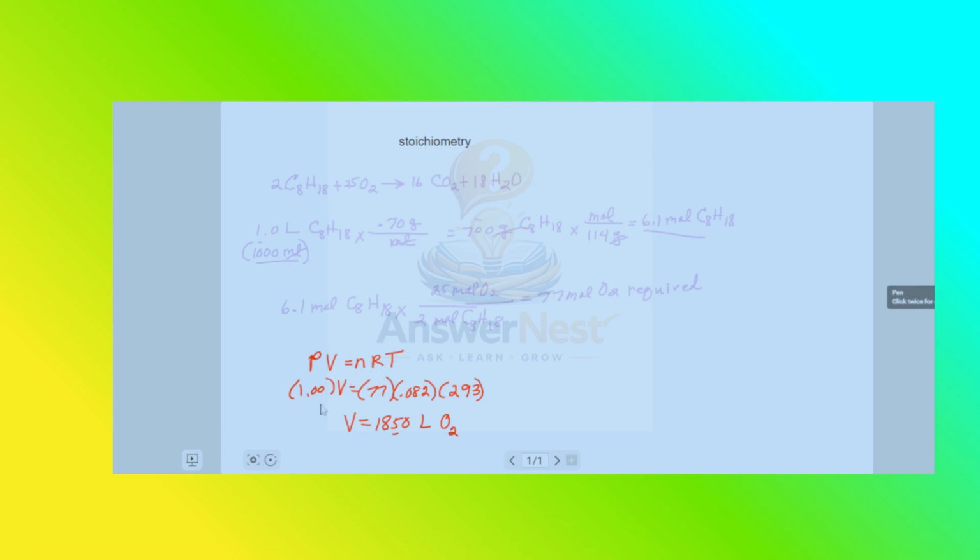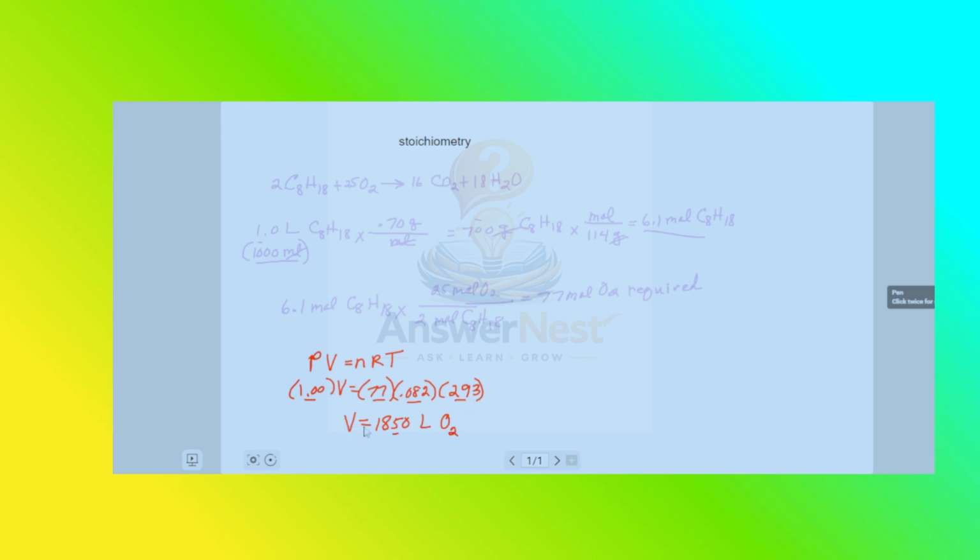PV equals nRT. We're told the pressure is 1 atmosphere, and of course we have 77 moles of oxygen. The gas constant is 0.082 liter atmosphere per mole Kelvin. The temperature they gave us was 20 degrees C, but we must remember that we always have to use Kelvin for the temperature anytime we use any of the gas laws. So we converted that to 293 Kelvin.